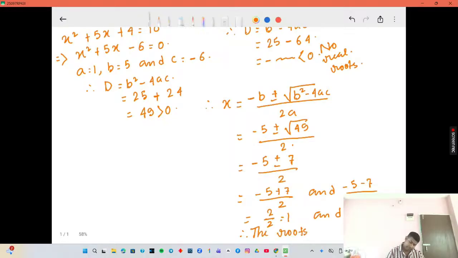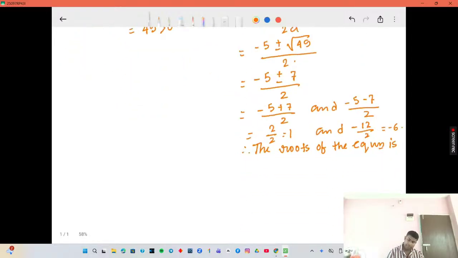Therefore, the roots of the given equation are 1 and minus 6. Okay.